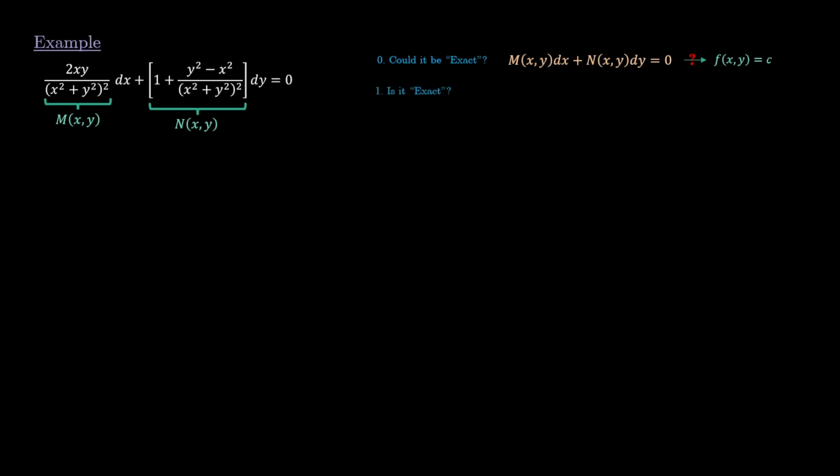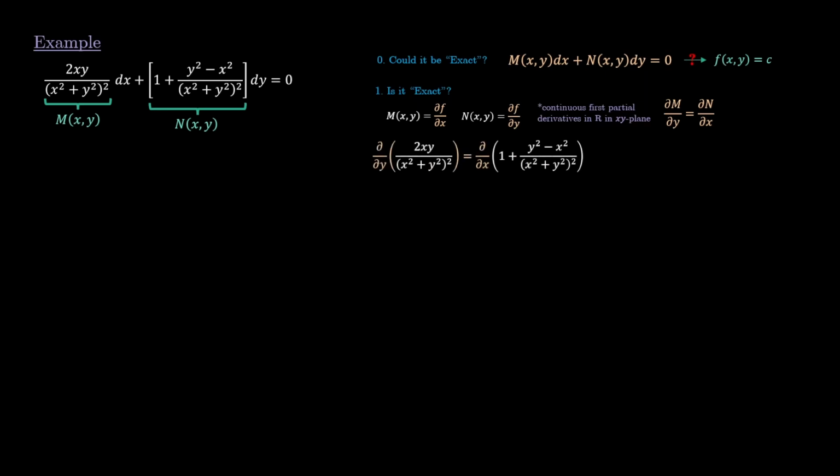Is it exact? Well, in order for that, the partial of f with respect to x will have to be M, and the partial of f with respect to y will have to be N. And again, both of these will have to be continuous partial derivatives in a region R in the xy plane. And to prove this, these partials will have to be equal. So dM/dy will have to equal dN/dx. So we plug in for M and we plug in for N.